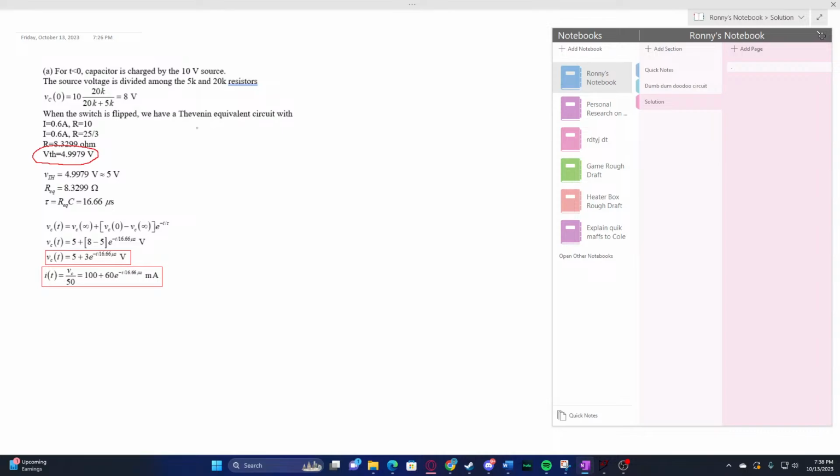So they had this Thevenin voltage of 4.9979, but that didn't make sense to me the first time I was looking at this circuit. But I'm going to try to Thevenize it right now and try to make sense of the 4.9979.